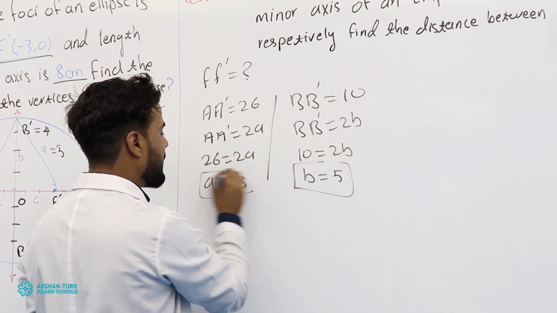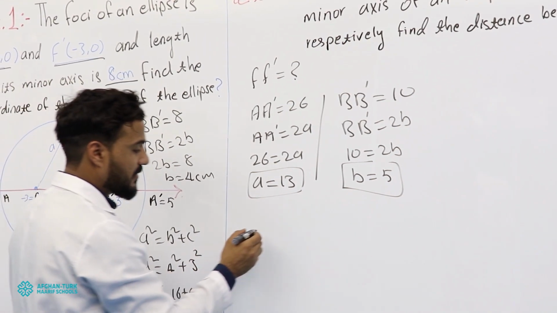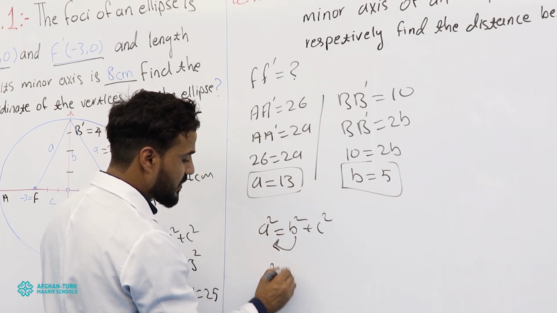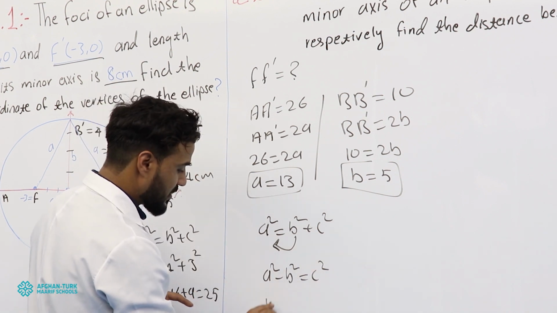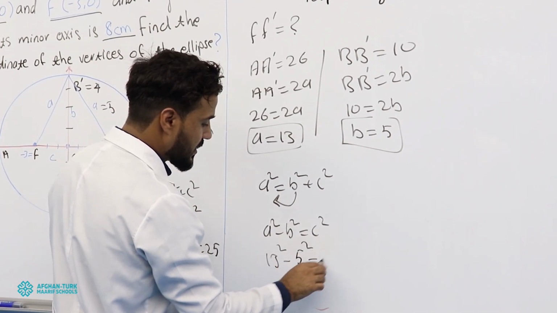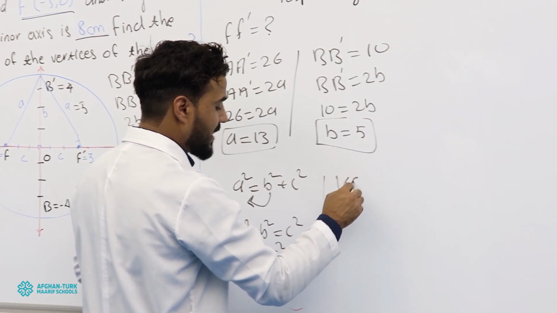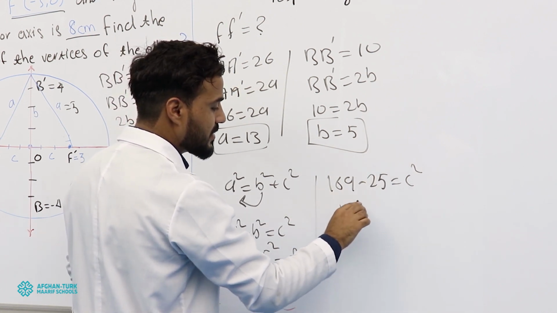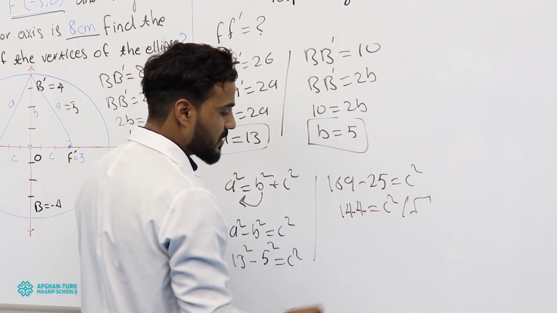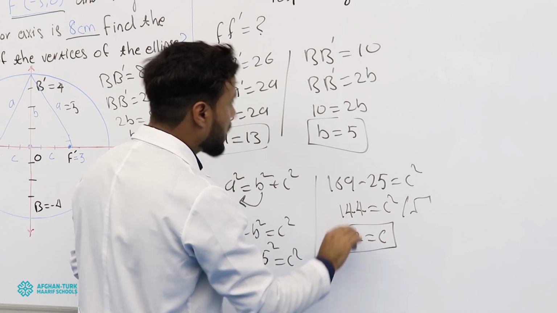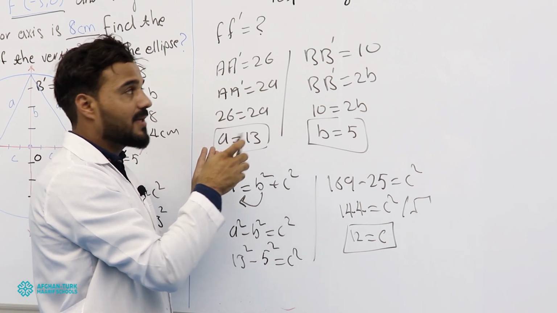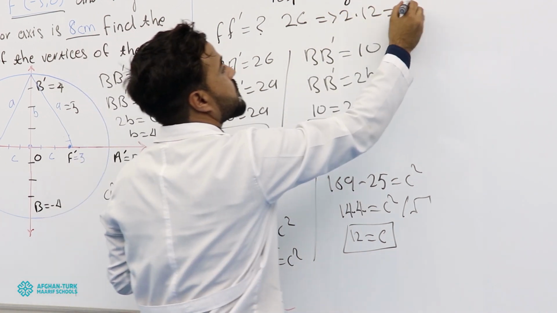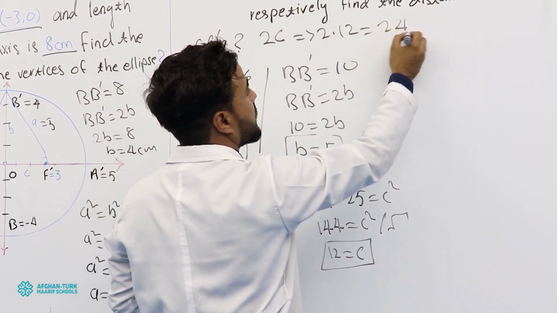So in here we have A and B. So how can we find C? We have from the Pythagoras theorem that A square is equal to B square plus C square. When I bring B square to this side, it will be negative. A square minus B square is equal to C square. A is equal to 13, so 13 square minus B is equal to 5, 5 square is equal to C square. 13 square is equal to 169 and 5 square is equal to 25. 169 minus 25 is equal to 144, which is equal to C square. When we get the square root of both sides, 12 will be equal to C. So FF', which is the distance between the foci of an ellipse, is equal to 2C, so we can write that 2 times 12 is equal to 24. It means that the distance between the foci of this ellipse is equal to 24.